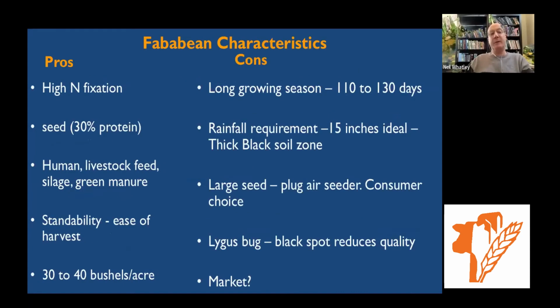So I actually put the pros and cons of faba here on the left. The pros: high nitrogen fixation, 30% protein in the seed, human, livestock feed, silage, and green manure, standability, very easy to harvest, 30 to 40 bushels to the acre, but I know some of you out there have gotten 50 bushels to the acre, maybe more even.